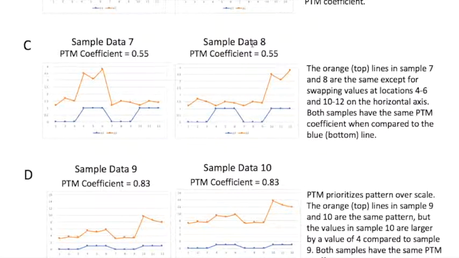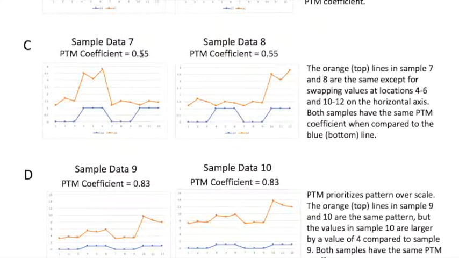And in sample 8, what I did was I just switched the bumps in the orange, right? Position 4, 5, 6, I switched with 10, 11, 12. So now the bump's back here instead of in the middle. And these 2 profiles have a correlation of 0.55, the same as in sample 7.